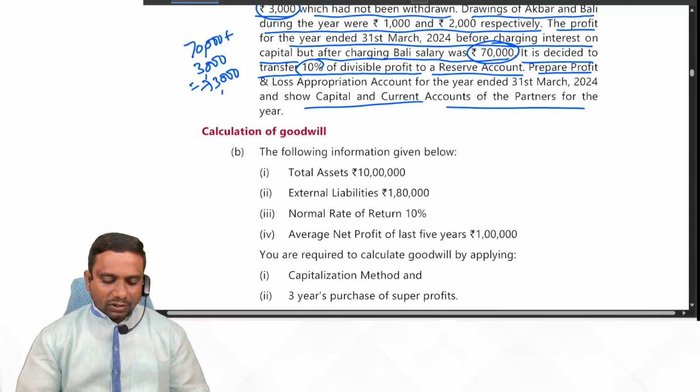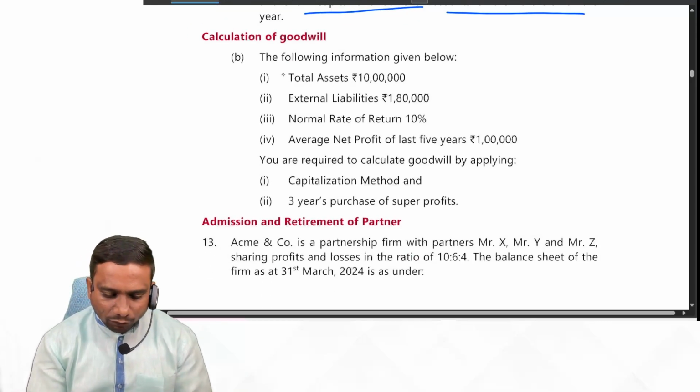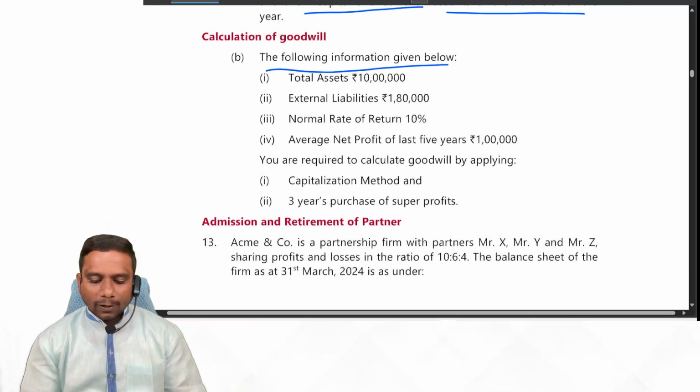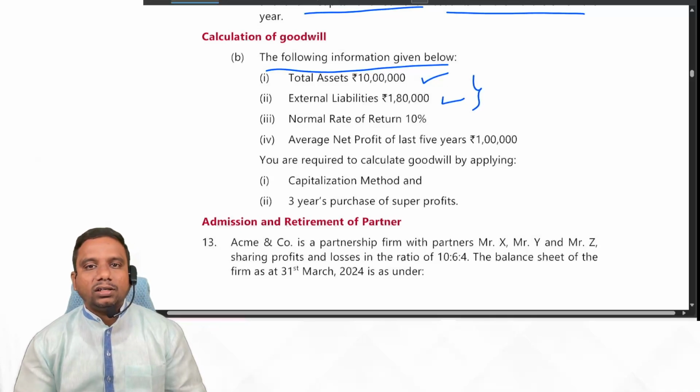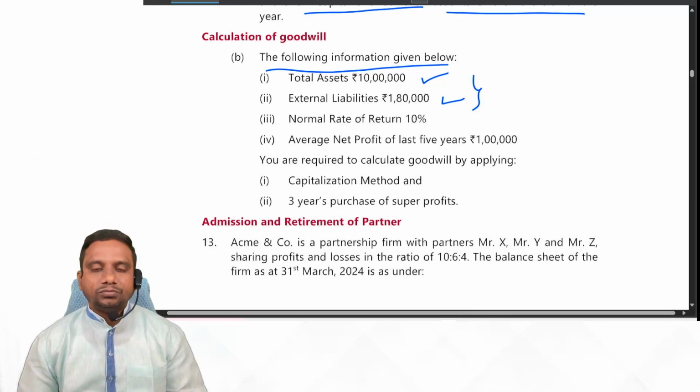Next problem, calculation of goodwill, students. Here, the following information is given. Total assets minus external liabilities give you capital employed: 10 lakh minus 1 lakh 80,000, which is 8 lakh 80,000. Next, normal rate of return is 10%. On that, 10% is 88,000 normal profit.